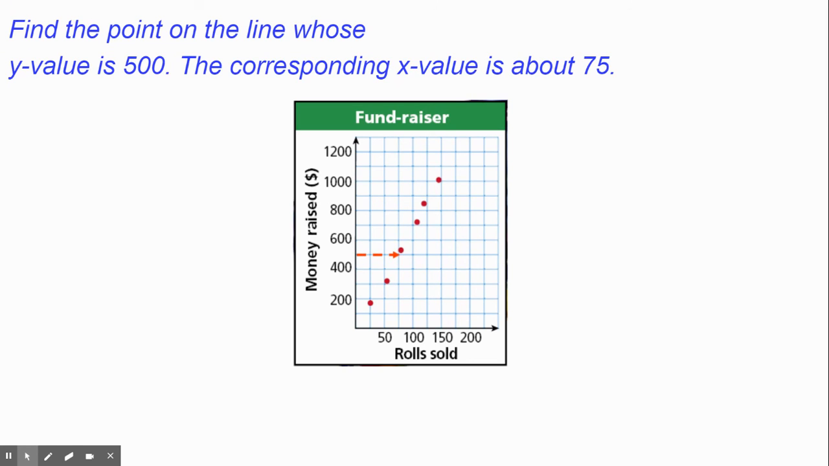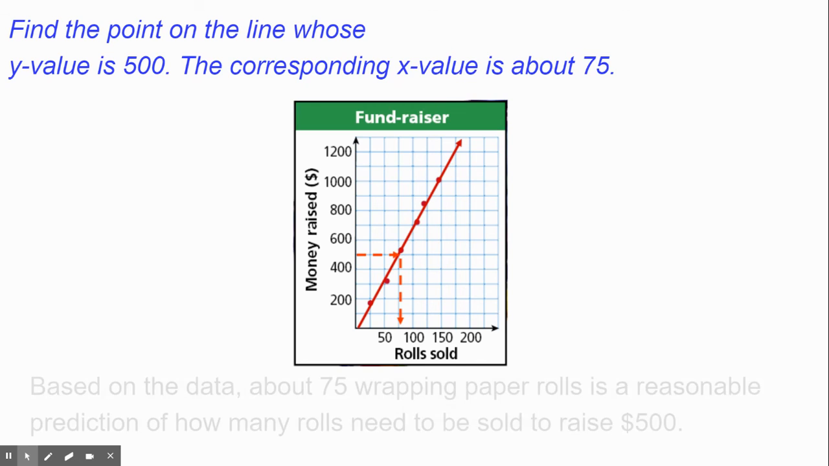So I'm doing my dotted lines going to 500. If I didn't have this line, I really wouldn't know how far to the right I would have to go on my trend line. Once I add this line, it makes it a little bit more accurate. I'm able to see the x-axis is counting by 25s, so I'm a little past 75. However, I'm just going to round it to 75. If you guys want to put 76 or 77, that is our estimated value of how many wrapping paper rolls were sold for $500.